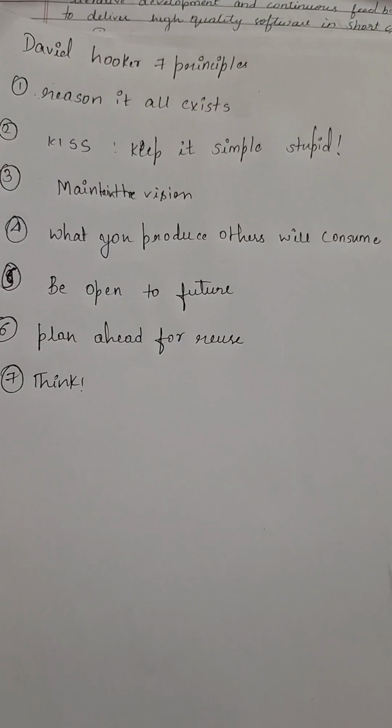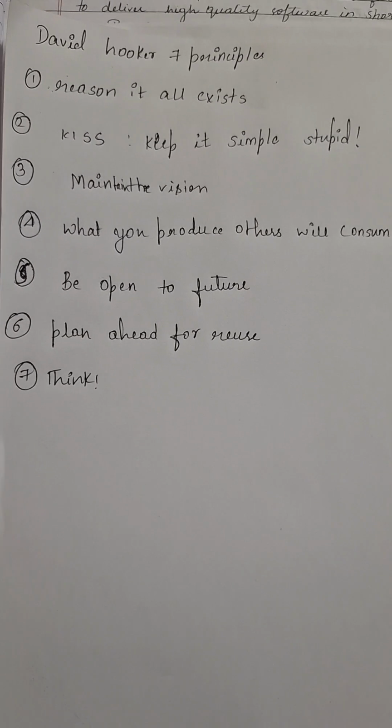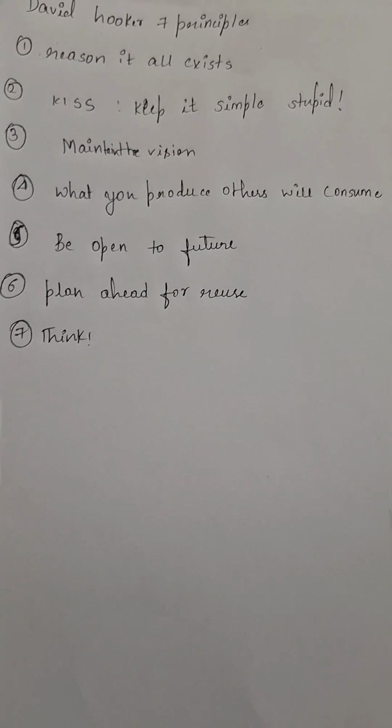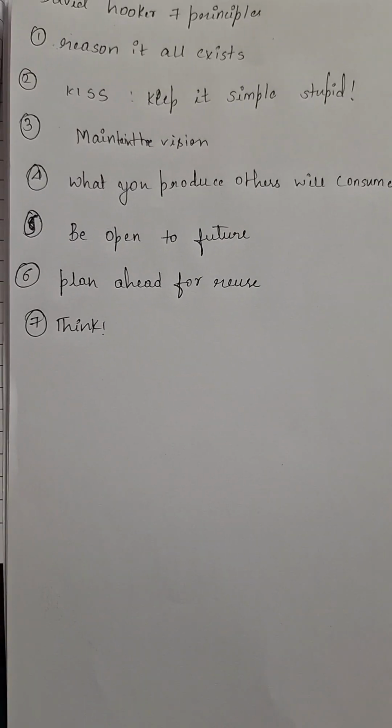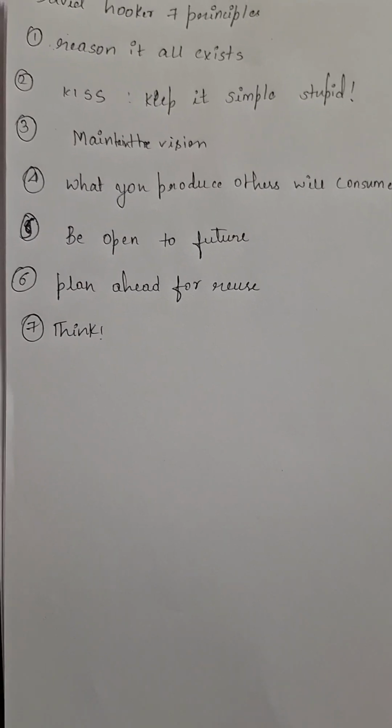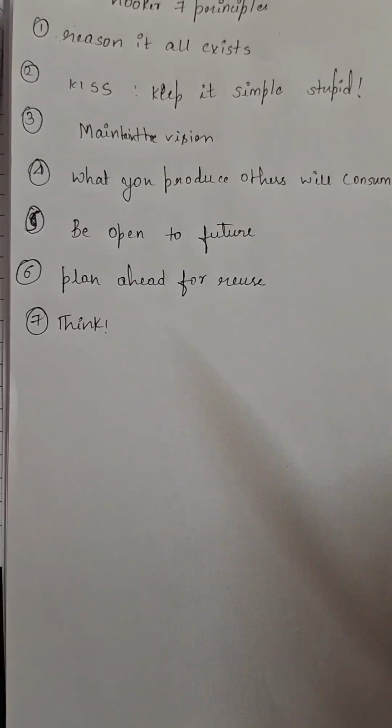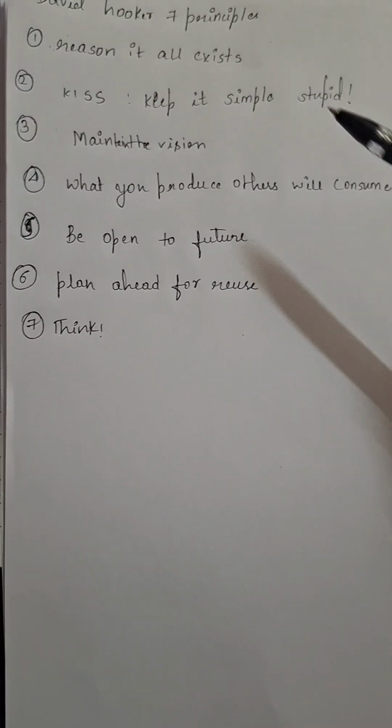So next we have David Hooker's 7 principles. First one is the reason it all exists. Second one is KISS, keep it simple stupid. Third one is maintain the vision. Fourth, what you produce, others will consume. Fifth, be open to the future. Sixth, plan ahead for reuse. Seventh, think. So you just keep all these things in mind so that you can fill in the content.